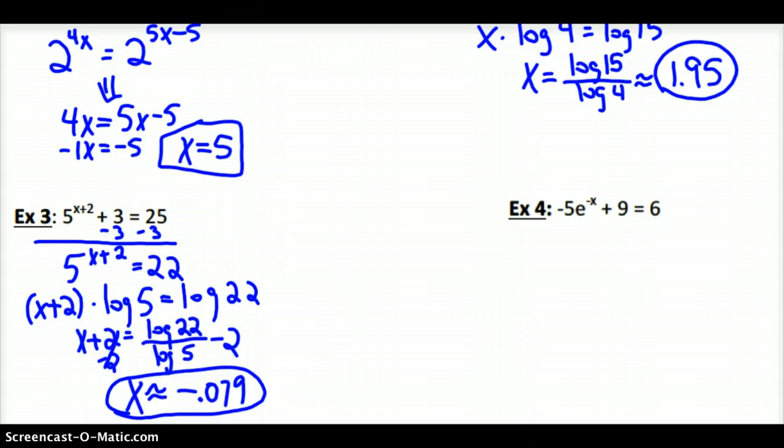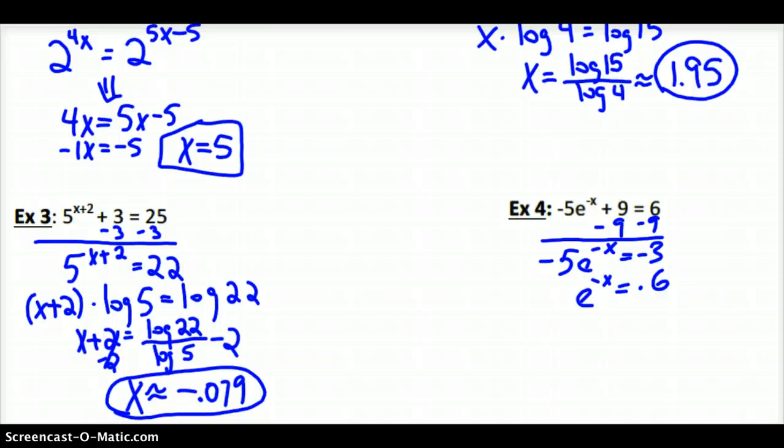Example 4, very similar to example 3. Linear solve step. Divide by negative 5 step. And now our log step, but this time I'm going to do the natural log, so power out front, natural log of e equals the natural log of 0.6.